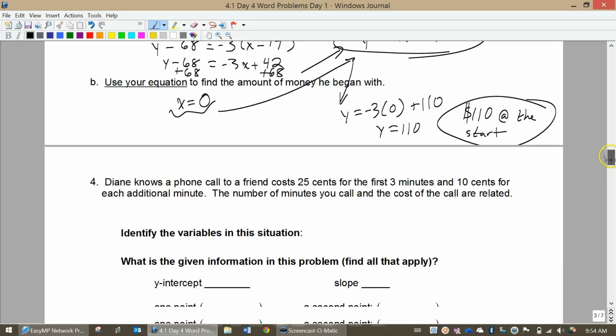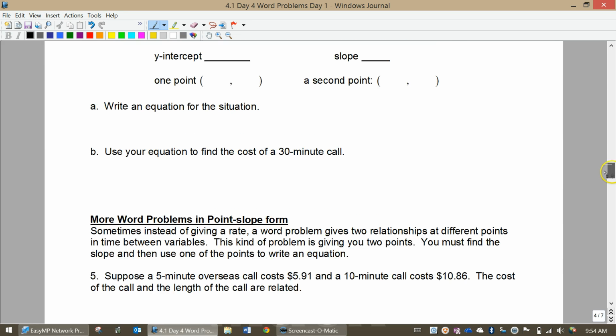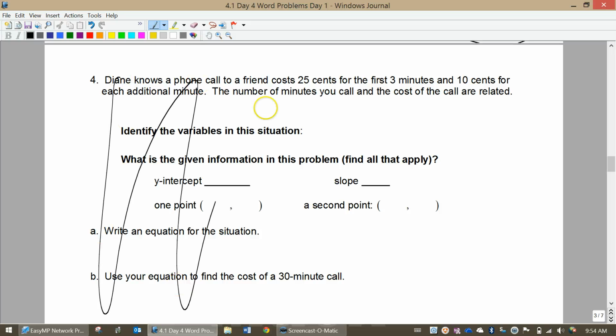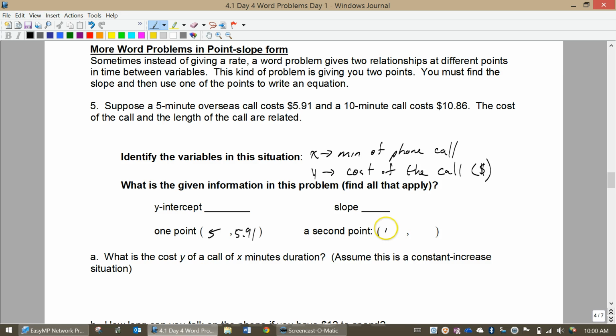Okay, I want you and your little group, the folks around you, in front of you and behind you, to take a look at, let's skip 4. I don't like 4. We're going to skip 4. Let's do 5. So we've got 2 variables. We have the first variable being minutes of the phone call, or minutes talking, and Y is the cost of the call in terms of dollars. Now there are 2 points in this. One is 5.91, and one is 10.86, because those are paired up in the description.